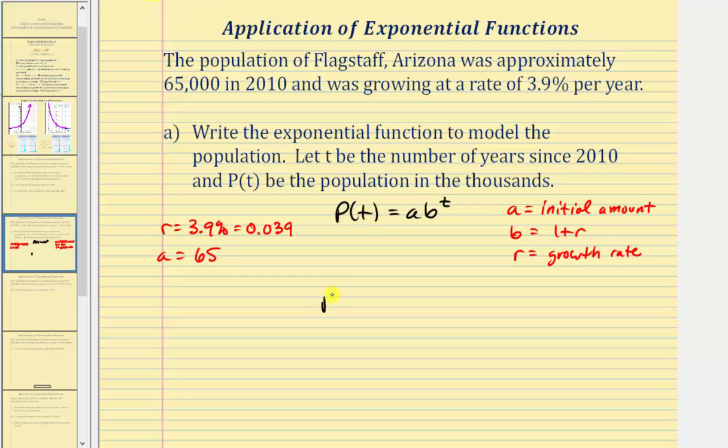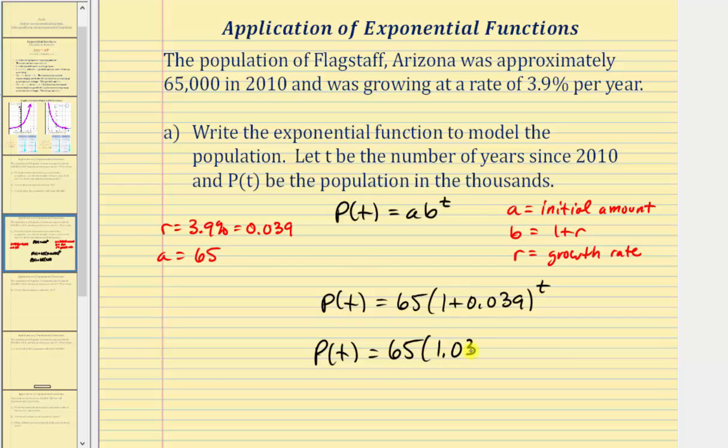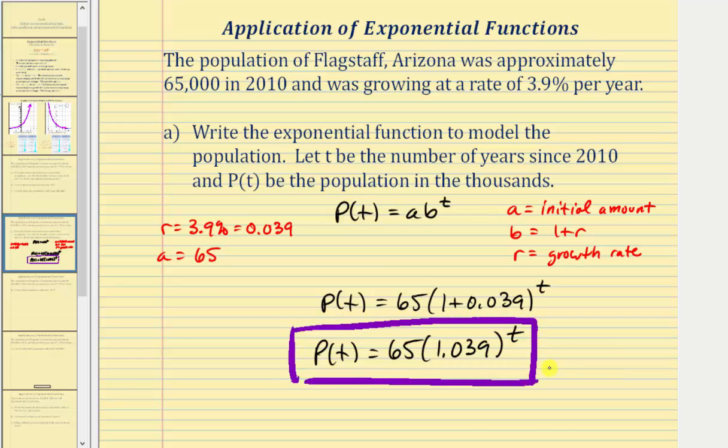We would have p of t equals 65 times, again the base is 1 plus r, so we have 1 plus 0.039 raised to the power of t. So simplifying, our population function p of t is equal to 65 times 1.039 raised to the power of t. And now we can use this function to answer parts B and C.